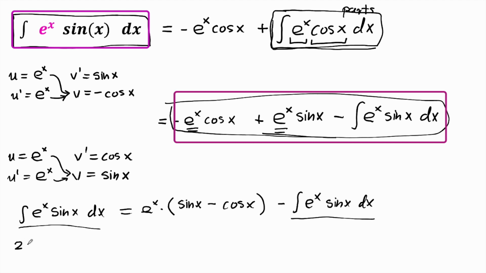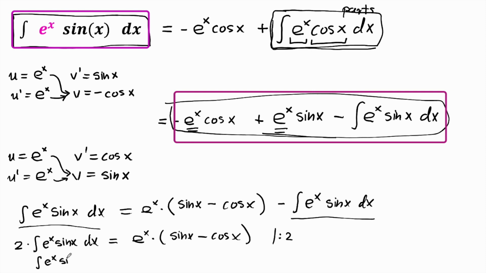So we have two of those integrals, e to the x sine x dx, and that's equal to, well, the exponential function e to the x times this difference, sine minus cosine. And the last thing to do is divide both sides of this equation by 2. When we do so, then we'll get exactly the integral that we wanted to compute, which is 1/2 times the exponential function and then times the difference, sine x minus cosine x, and then plus some constant c.